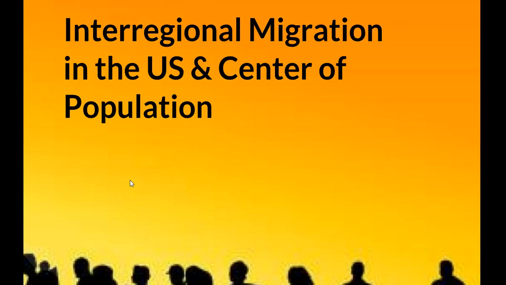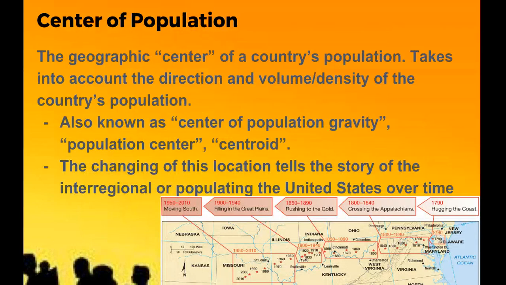Okay, so now we're going to look at interregional migration of the United States and kind of the center of population in the United States. Now remember, interregional migration is pattern of moving from one region of the United States to another region of the United States, and we can usually see this with the centroid or the gravity, center of population gravity, all the different names that I told you guys in class that this is kind of called.